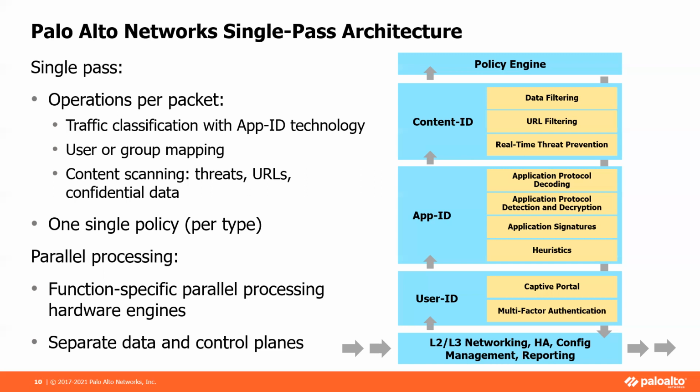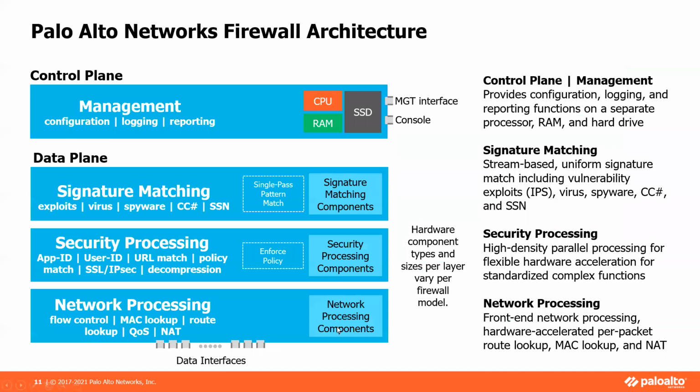And then Content-ID, we can also do data filtering, URL filtering, and real-time threat prevention. It passes up through the policy engine, then circles its way back down. So that is what they call their single pass architecture.